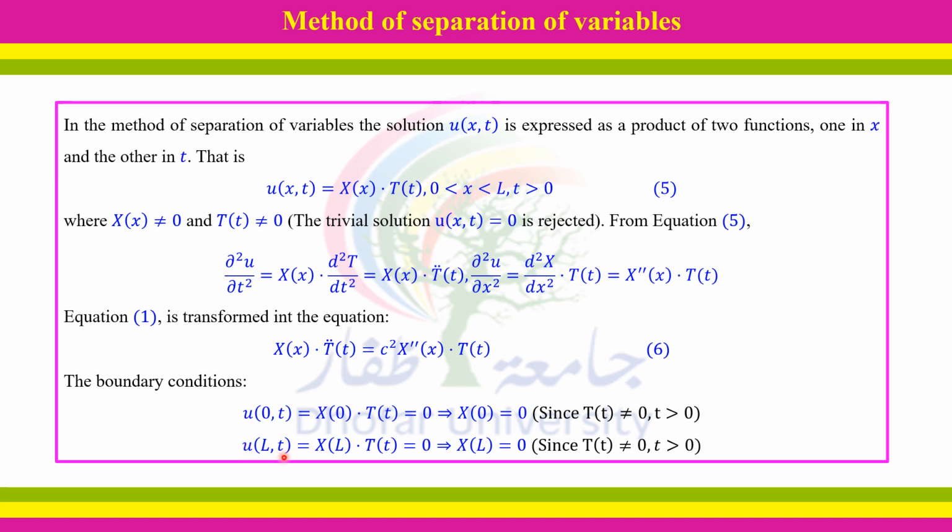The same for the second boundary condition when x is substituted by L here. Then u of L and t is x of L times t of t, which is this part here. And since u of L and t is 0, and t of t is not 0, that will lead us to x of L equals 0.